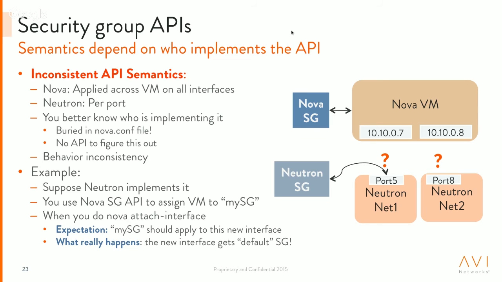Also, as I was saying, the behavior of calling those APIs is inconsistent. One example: let's suppose somebody has an OpenStack environment and they're using Neutron to implement the security groups. All the Nova security group calls get relayed to Neutron in that case. If I use the Nova security group API when I create a VM to assign it to my security group, and later I call Nova attach interface, which creates one more IP address, or provide a Neutron port, the expectation is that my security group would also apply to this new interface. But unfortunately, what really happens is that it gets the default security group.